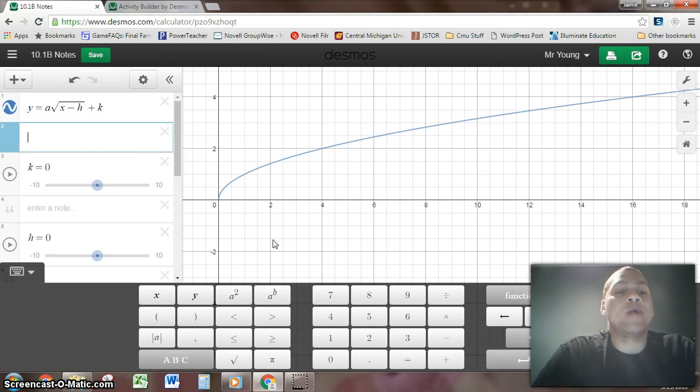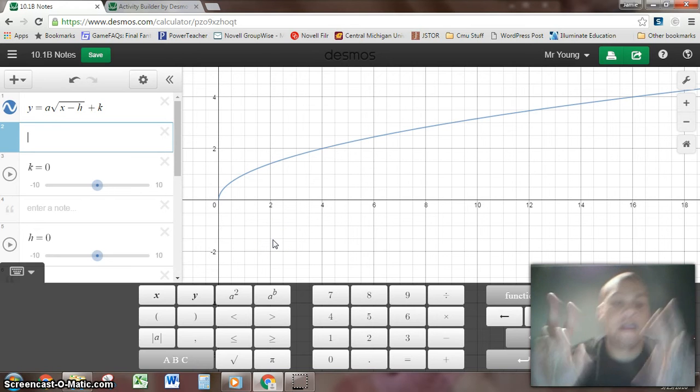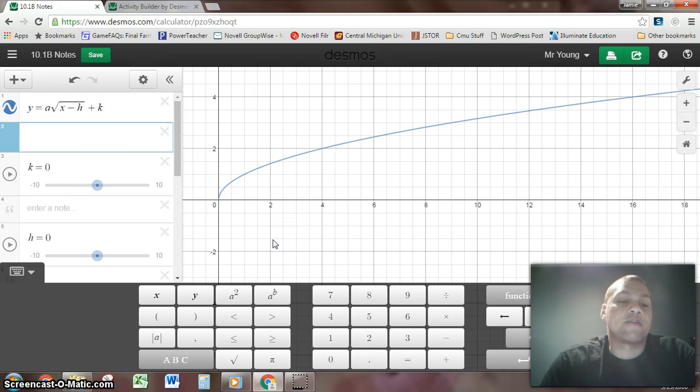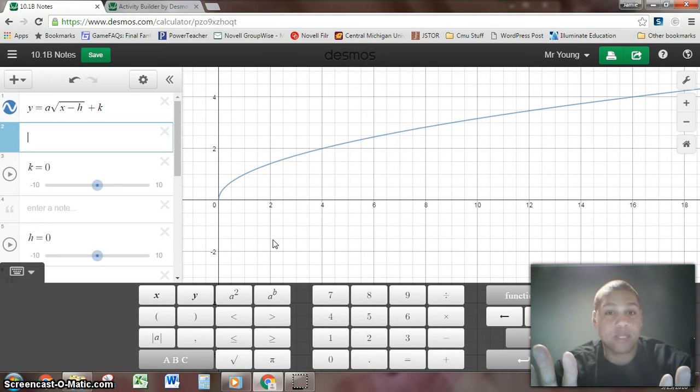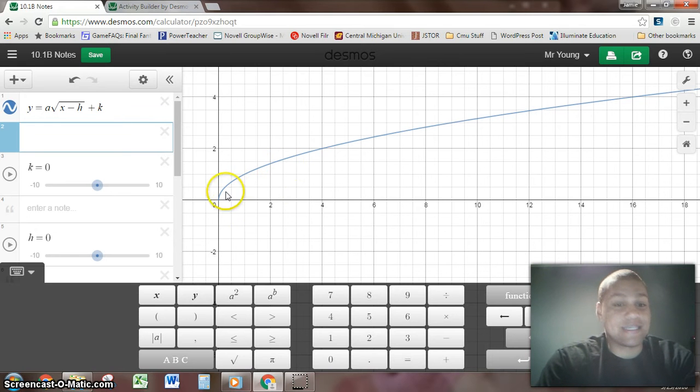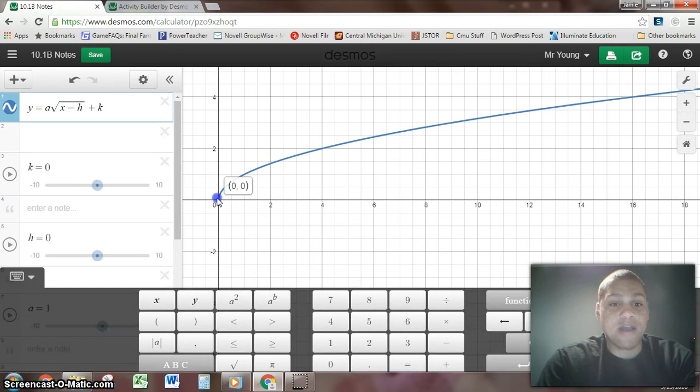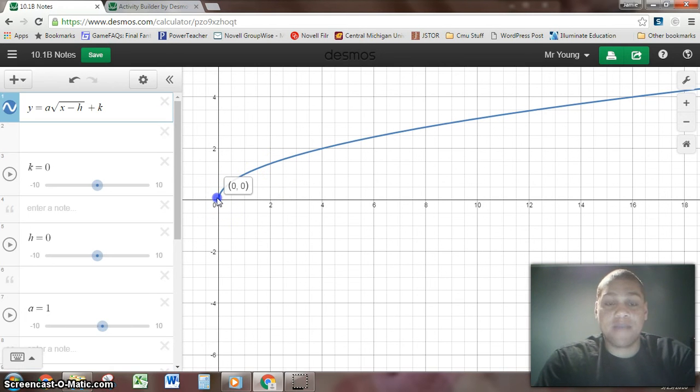This is your 10.1b notes, second half of section 10.1. And in the first half, we talked about what a radical function was. Now we're going to look at this "vertex form" of a radical function and how we can make transformations using it. Why do I put it in quotation marks? Because it's not technically a vertex. A vertex needs to be a minimum or a maximum, and this point right here is neither of those things, but it's still represented by the h and the k. Because of that, we're going to use it.